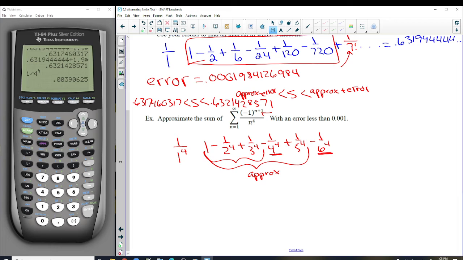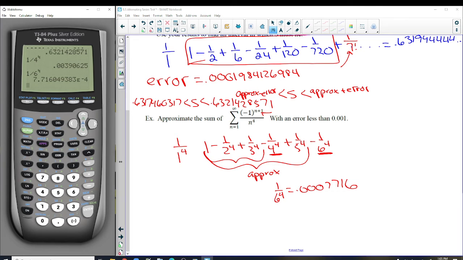And now this is the most error we could possibly have. If you take 1 divided by 6 to the 4th, that is actually less than 1/1000th. So 1 over 6 to the 4th is equal to 0.0007716, let's say. Now that error is less than 1/1000th.